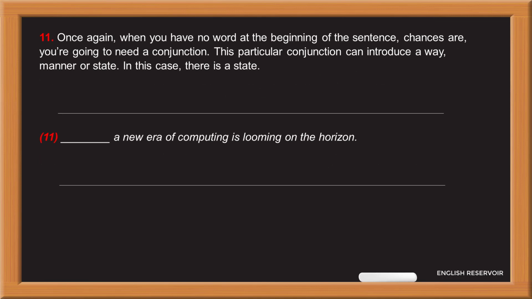Once again, when you have no word at the beginning of the sentence, chances are you're going to need a conjunction. This particular conjunction can introduce a way, manner, or state. In this case, there is a state. A new era of computing is looming on the horizon.